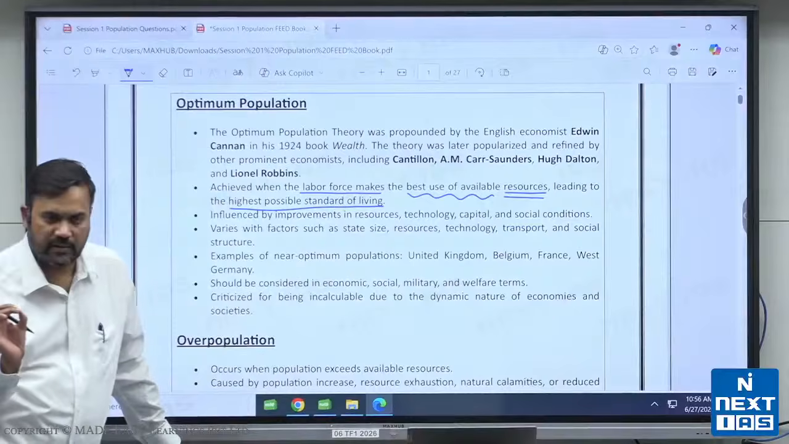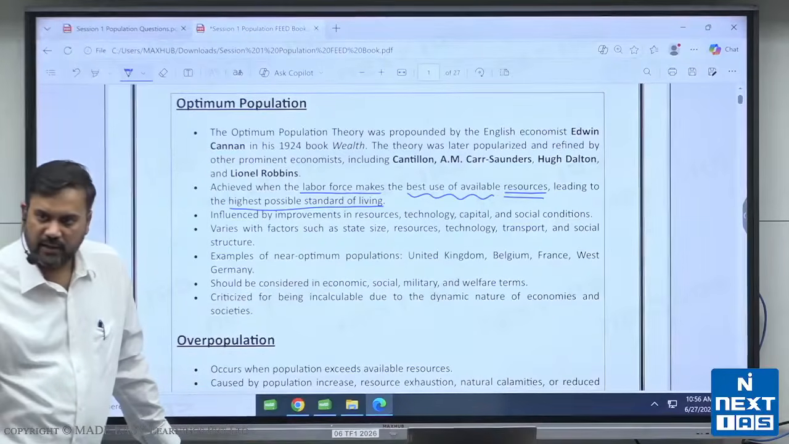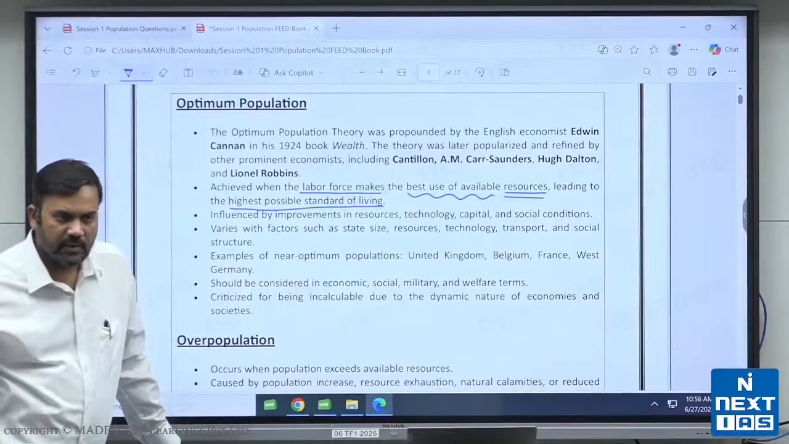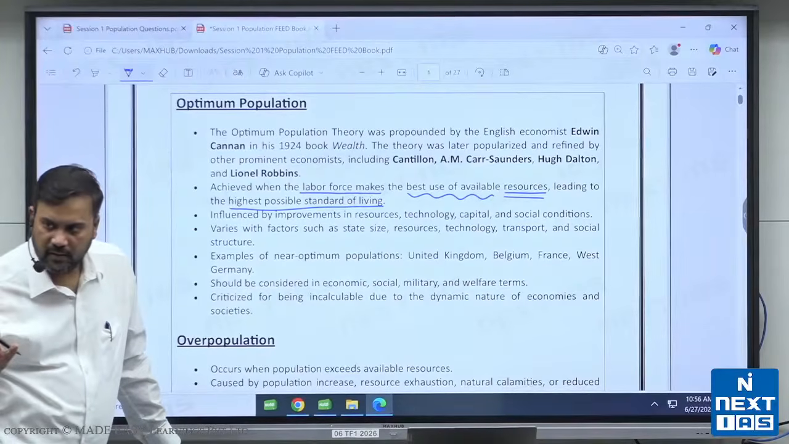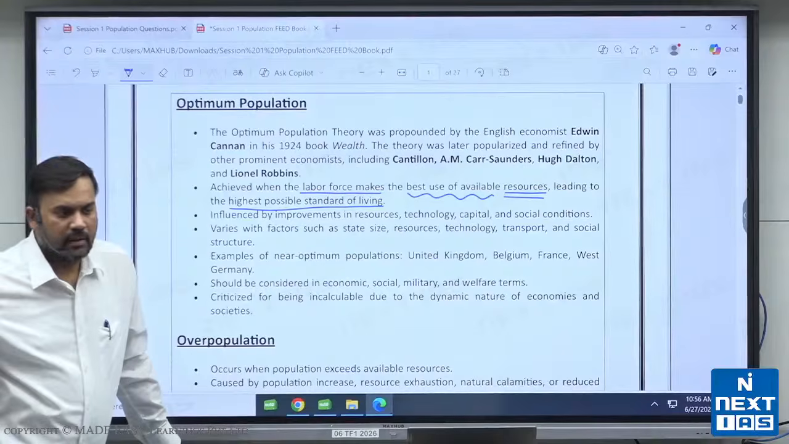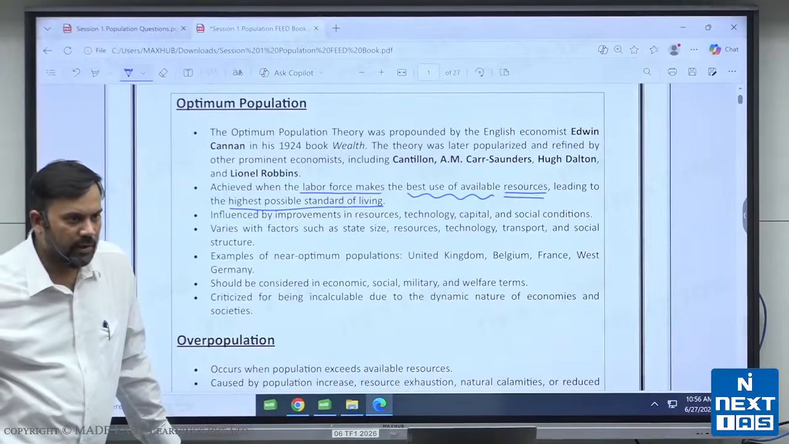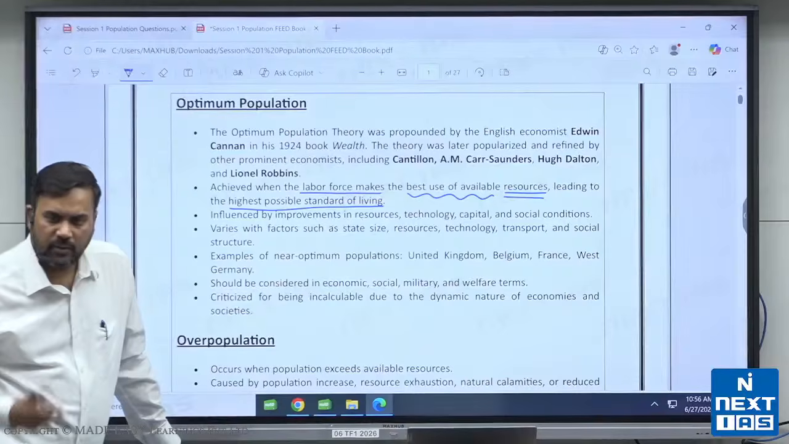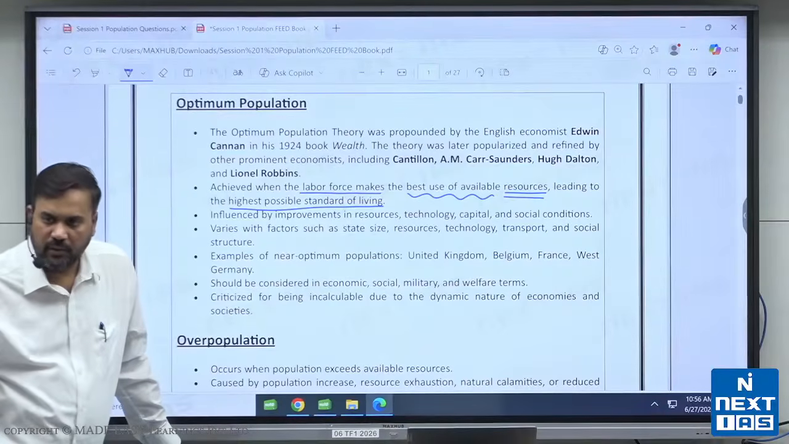Now these are keywords. If you do not write these keywords in your definition, I will not give you marks, because this is what I am expecting. Think about it, you are writing about the concepts of over, under and optimum population, and you do not mention standard of living at all. How do you expect that I will think that you know about the concept?